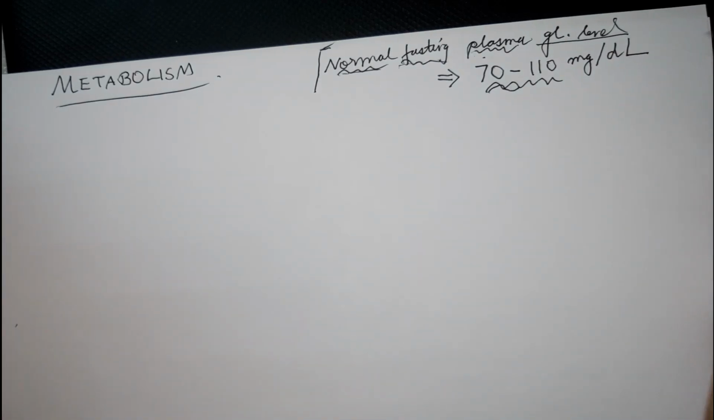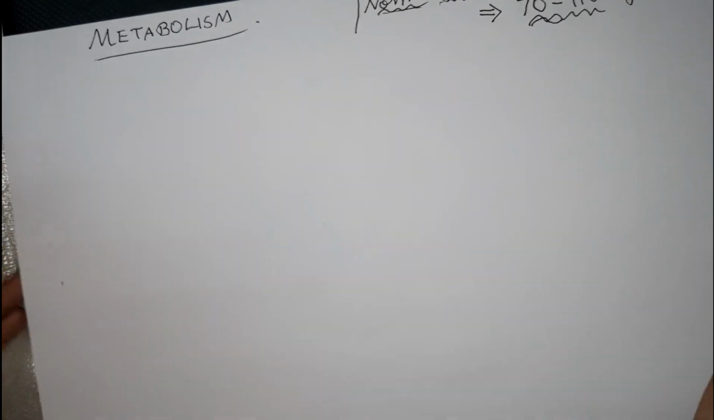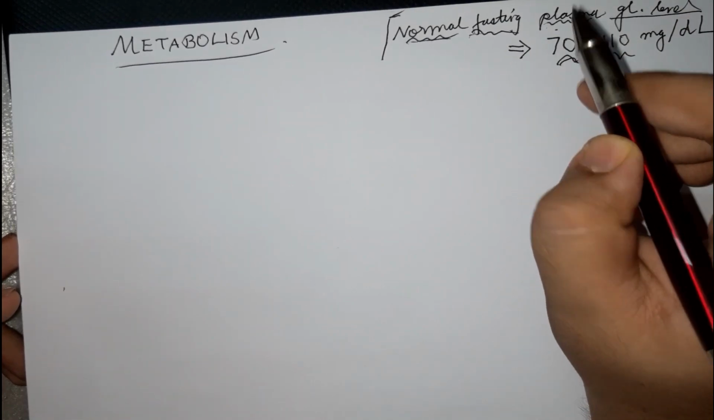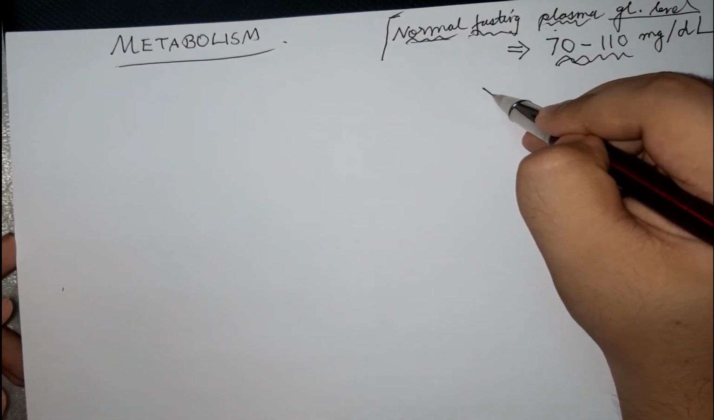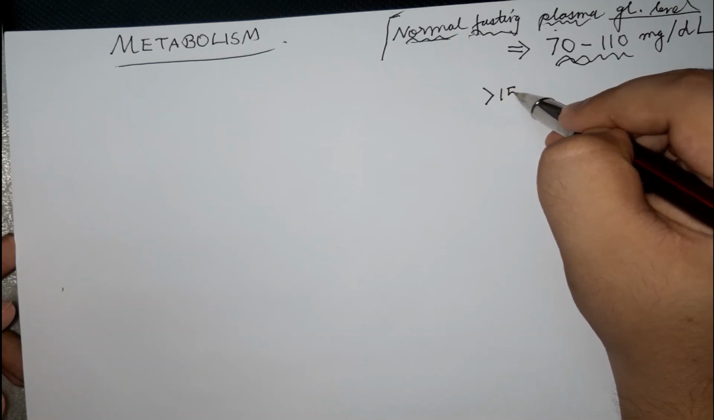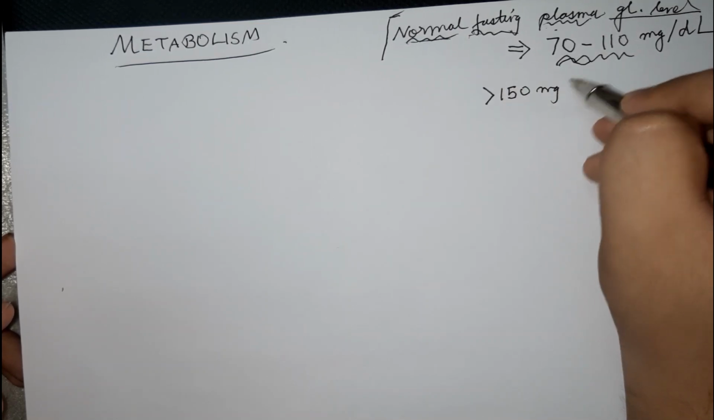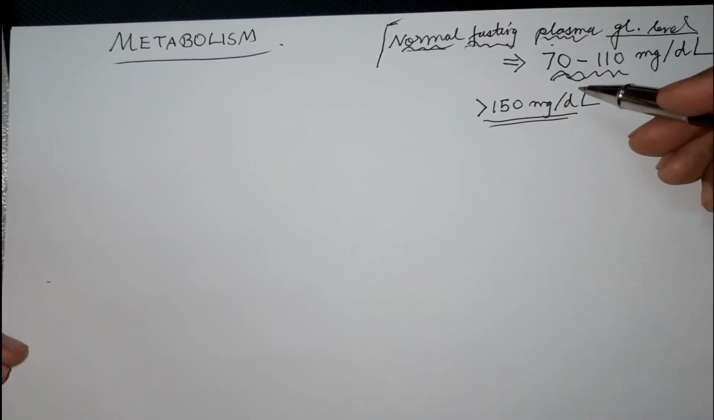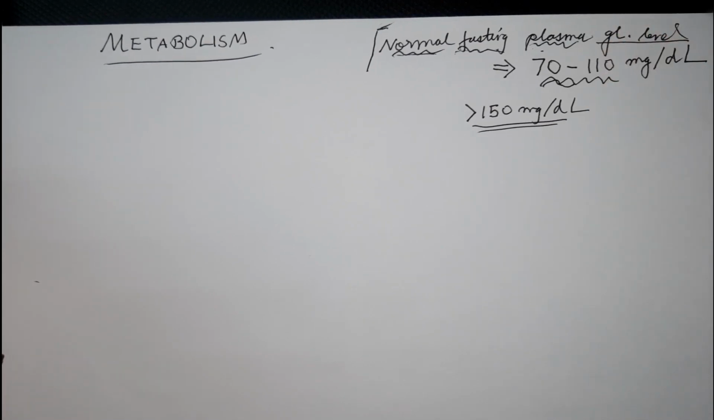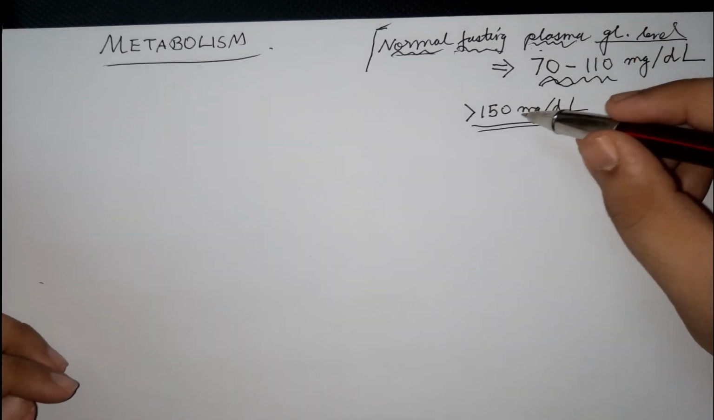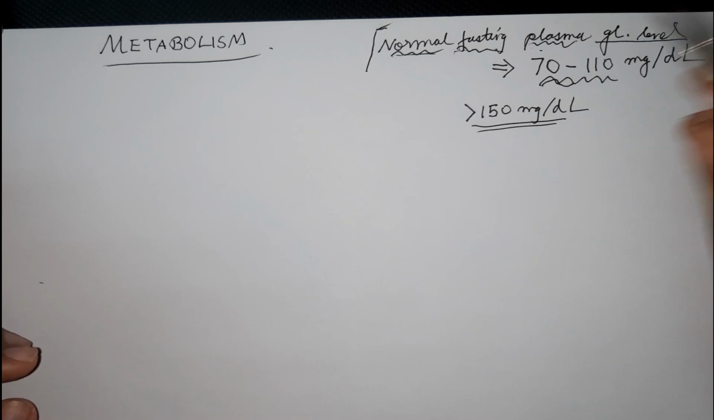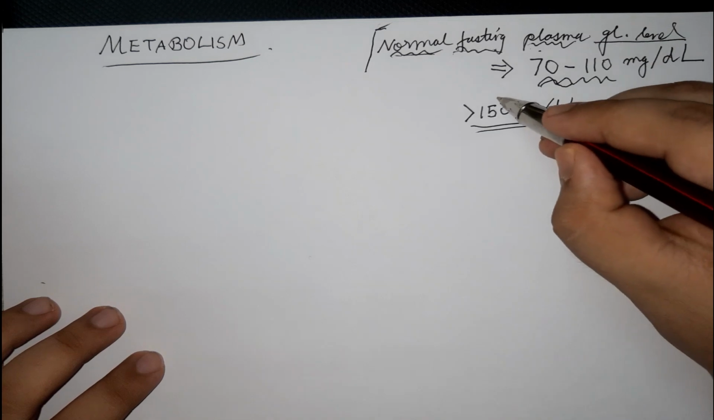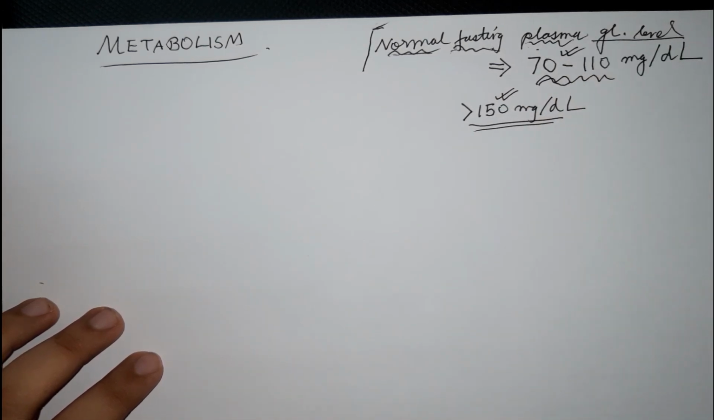Okay. Now obviously if we take a heavy carbohydrate meal, then it will go up, but here is the ramification. It should never go beyond 150 mg per deciliter, even in normal people, even after a rich carbohydrate diet. Okay, so these two values, please remember them, please.